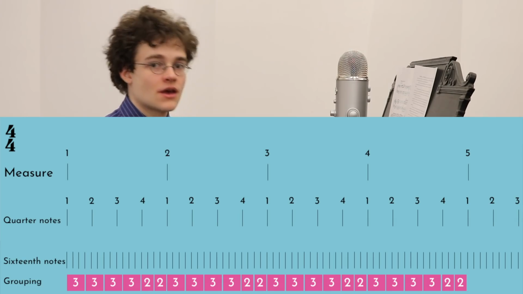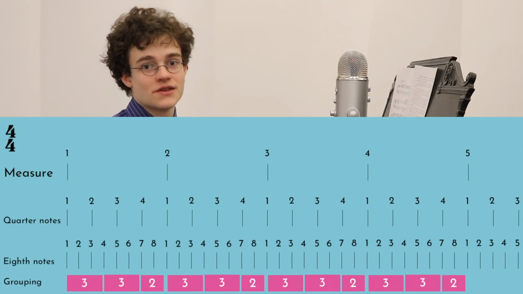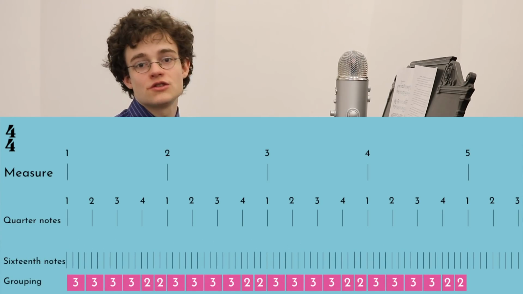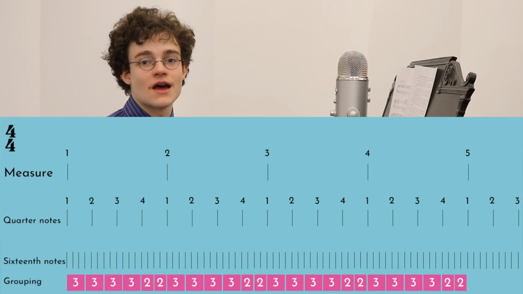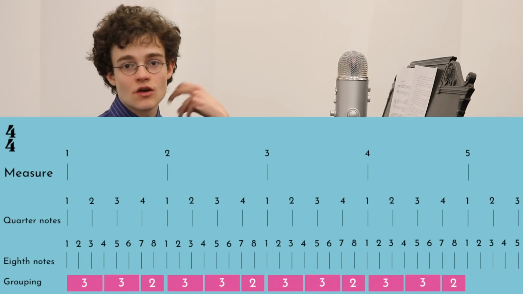Now, you might remember that the aforementioned grouping of 8 was 3, 3, and 2, and this is 3, 3, 3, 3, 2, and 2. So it's really just splitting the previous groups down the middle. So rather than 1, 2, 3, 1, 2, 3, 1, 2, it's 1, 2, 3, 1, 2, 3, 1, 2, 3, 1, 2, 3, 1, 2, 1, 2.